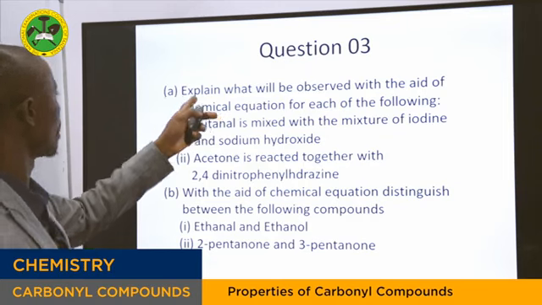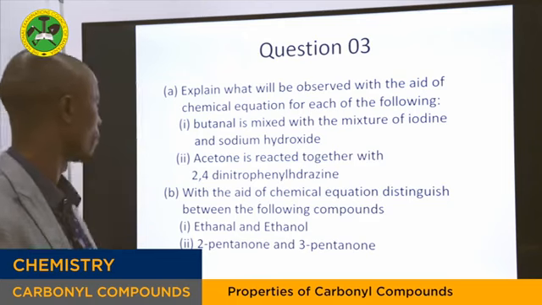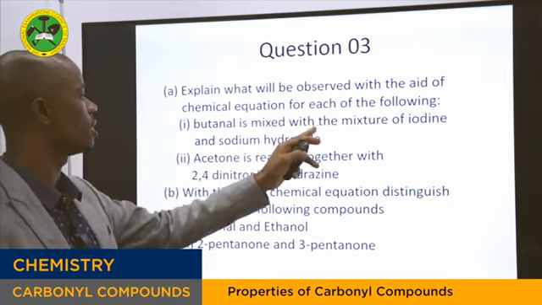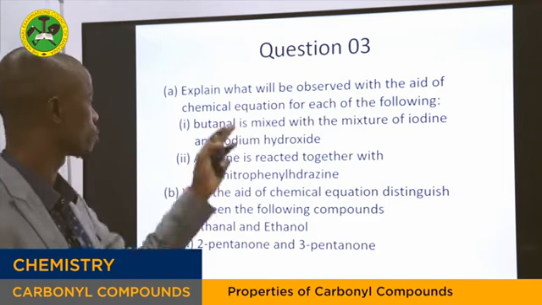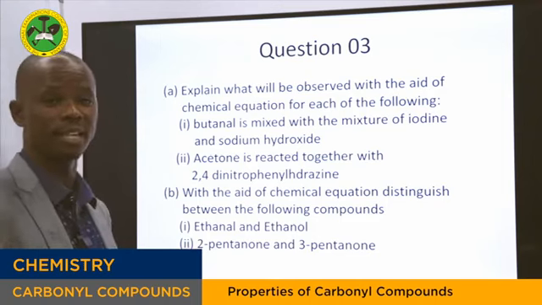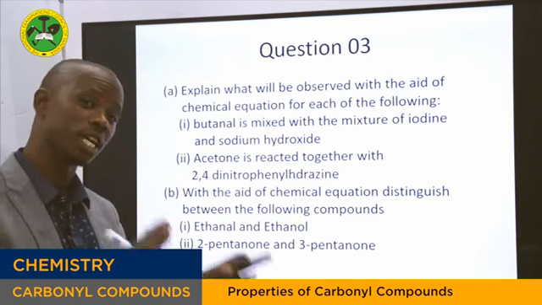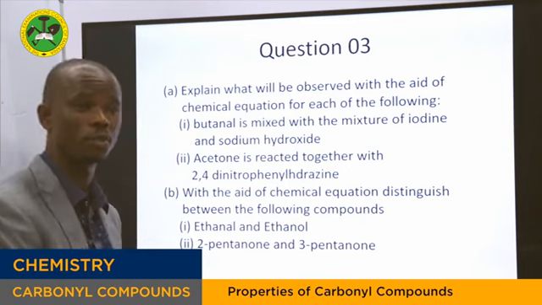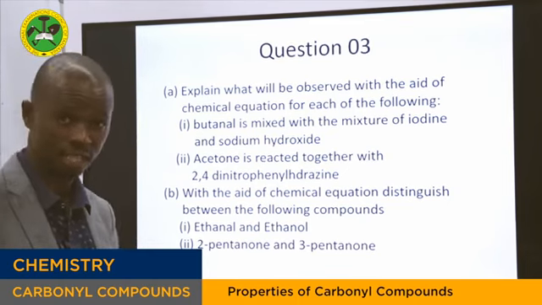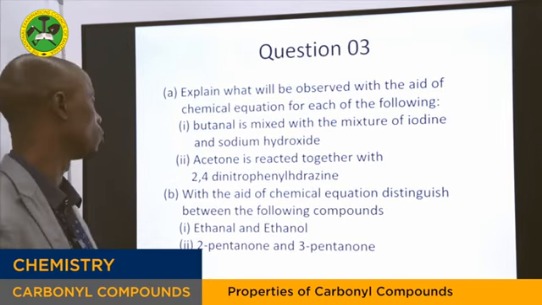For this question: explain what will be observed, with the aid of a chemical equation, for each of the following. For example, Roman 1, butanol is mixed with a mixture of iodine and sodium hydroxide. It's just to guide you. How are you going to solve this question? This is the iodoform test. Remember the iodoform test? It tests for the presence of a terminal methyl group. So you write the structure of the compound and look: is there any terminal methyl group? If it is there, it will give a positive test, as we have discussed. If it is not there, it will give a negative test. So that is a guide to you.